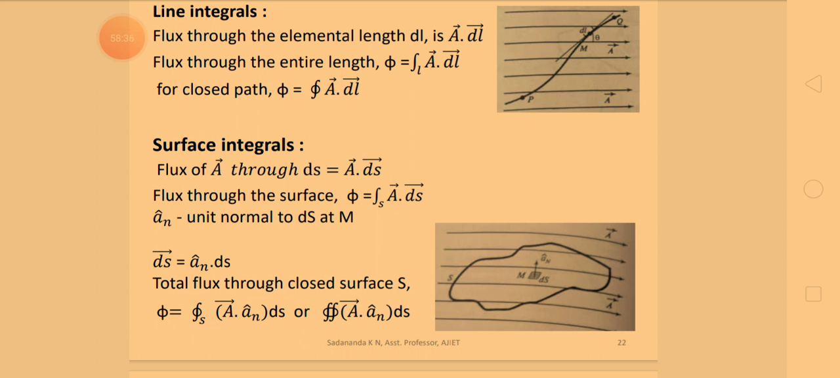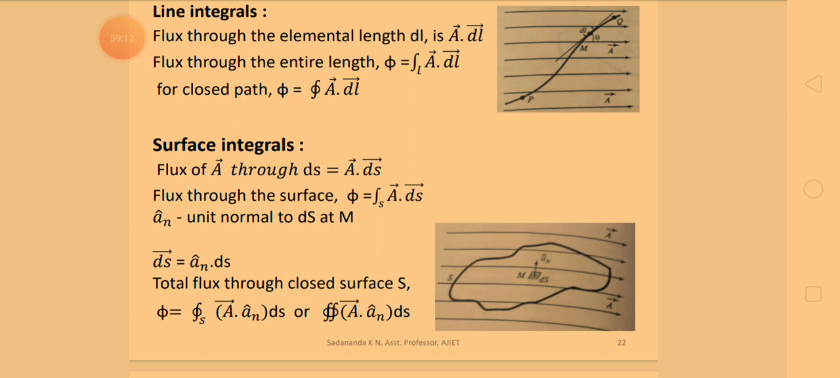So, that elementary surface in the total surface S is ds. Nothing but the area of the surface is ds. So now draw a unit normal an cap to ds at a point M. That you can see in the picture. One small area is given, that is ds. So that particular point is treated as M. So I have drawn the an cap, that is the unit normal to the area ds at that particular point.